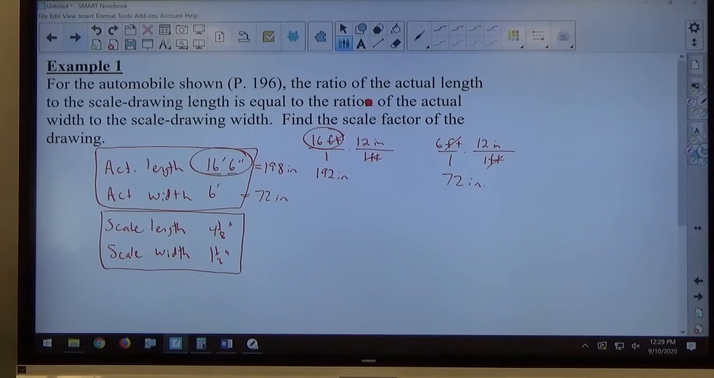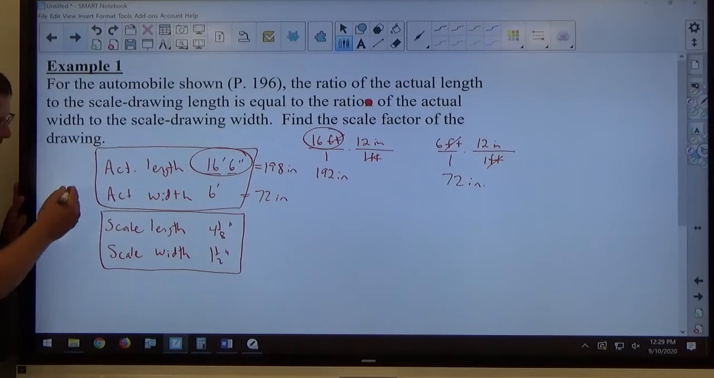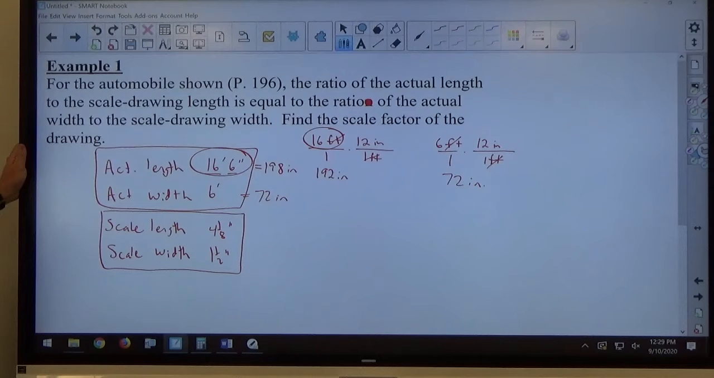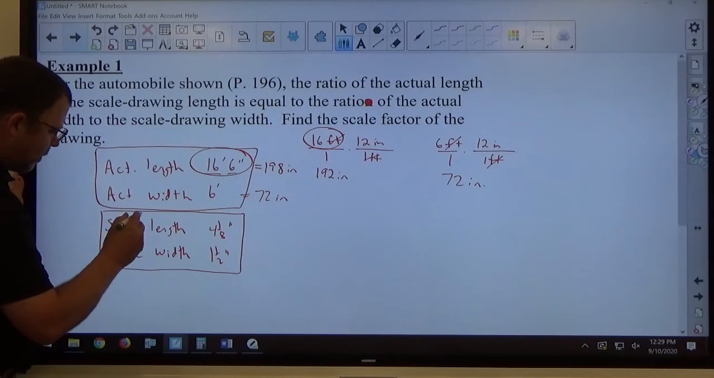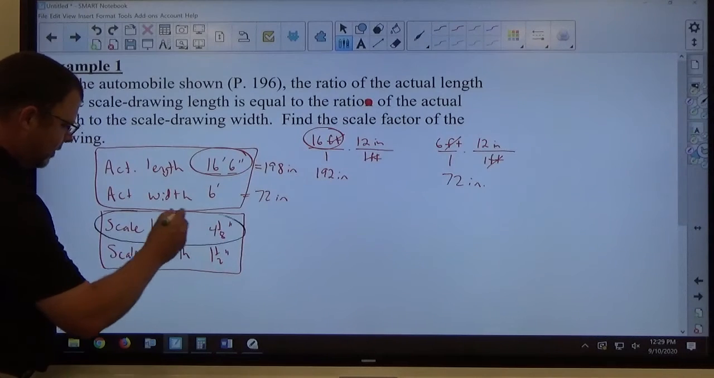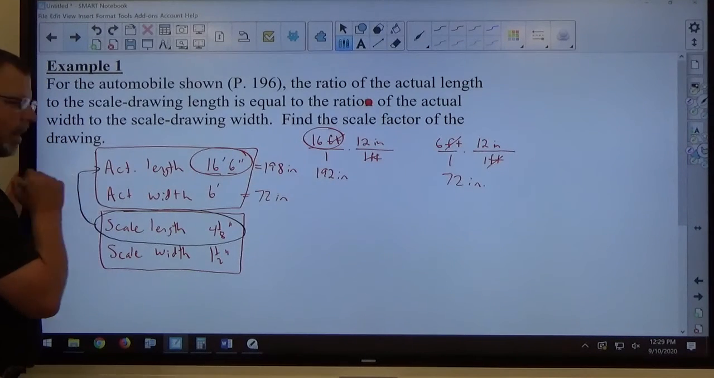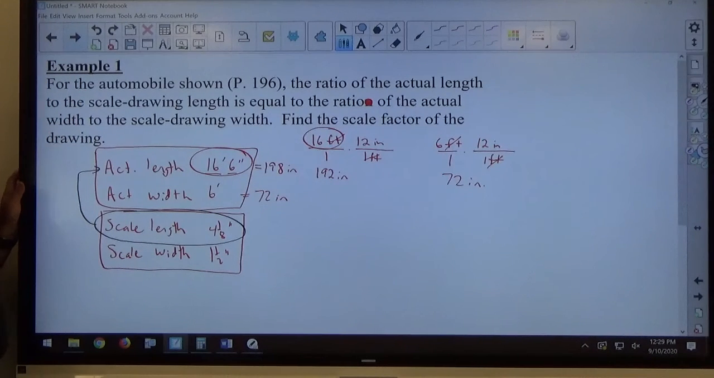Okay. Now, as far as scale factor is concerned, I can either go from the actual length to the scale length, or the actual width to the scale width, or the other way around. Looking at them, they're going from the scale to the actual, so we'll do it that way. So, what they're asking me for is what number do I multiply by this to make that? That's what a scale factor is.